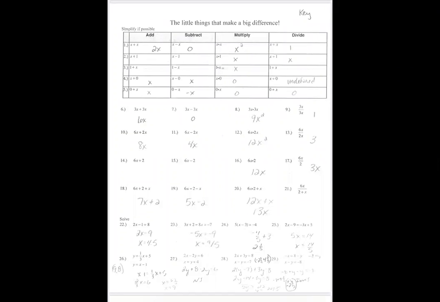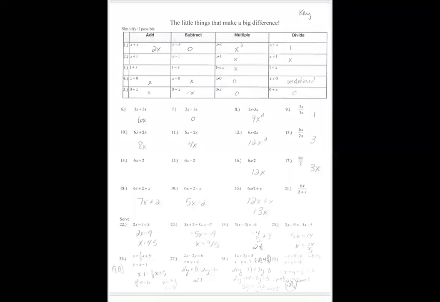For multiplication, x times 1 would be simplified to just x. When you multiply by 1, you will always get your value back. And then lastly, for that row, x divided by 1 would be more simplified as just x. When you divide by 1, it does not change the value in your numerator.